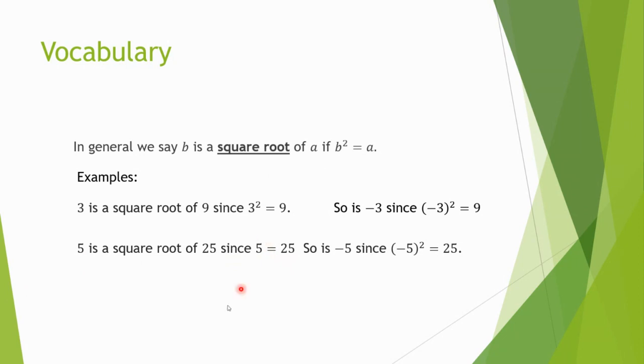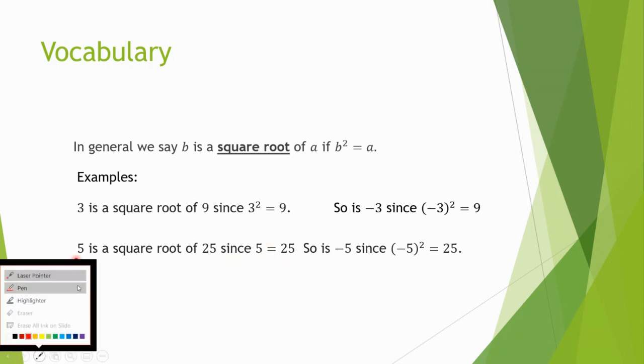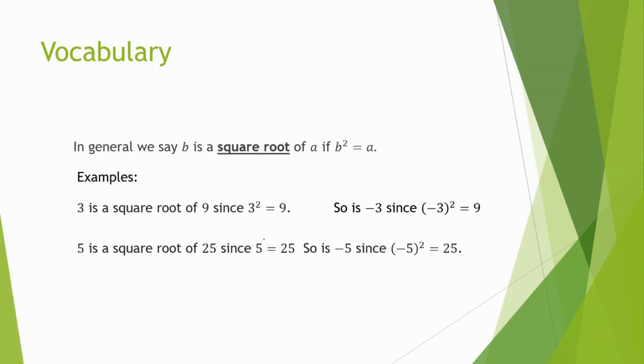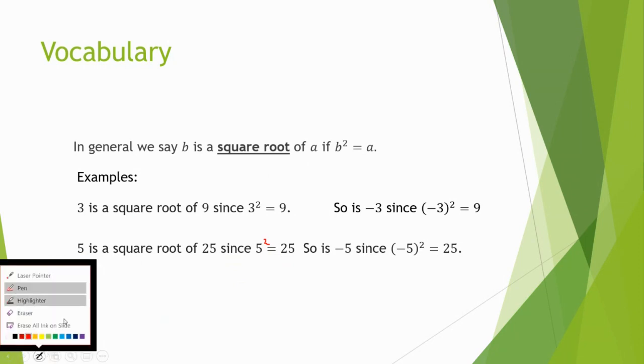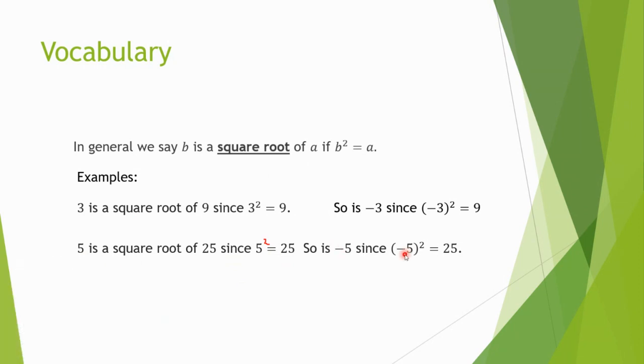Oh, I didn't put it in, let me see if I can draw it in. Basically, if you take 5 and square it, you get 25. Same thing with -5. (-5) squared is also 25. So 25 also has 2 square roots.